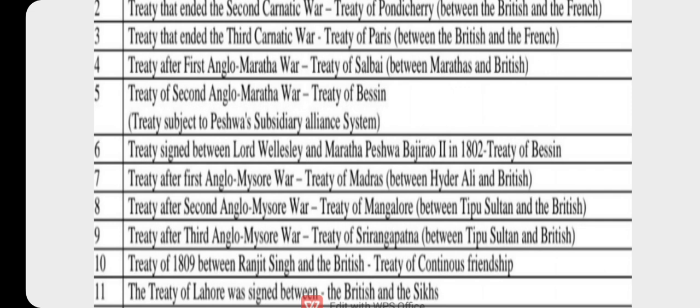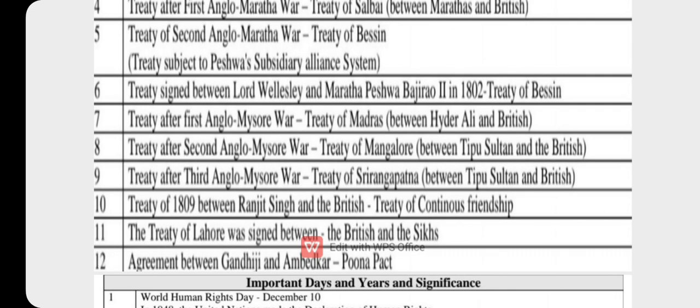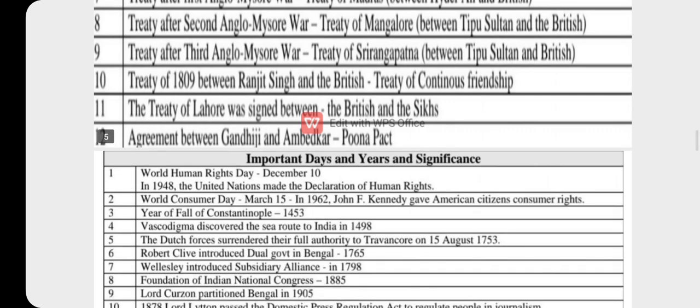Treaty of 1809 between Ranjit Singh and the British, the Treaty of Amritsar, a treaty of perpetual friendship. Now, the Treaty of Lahore was signed between the British and the Sikhs. The agreement between Gandhiji and Ambedkar is known as the Poona Pact. Poona Pact, 1932. The Poona Pact came in 1932.